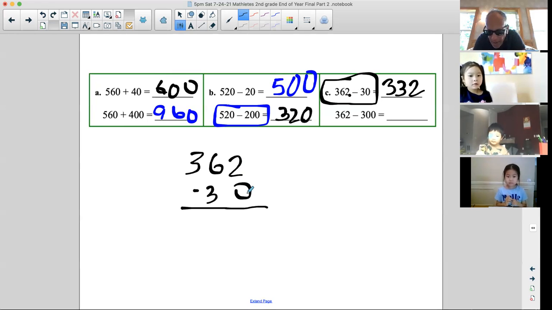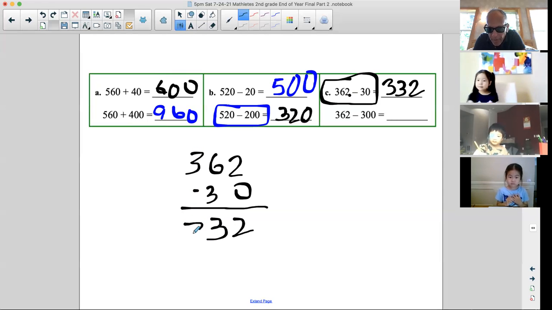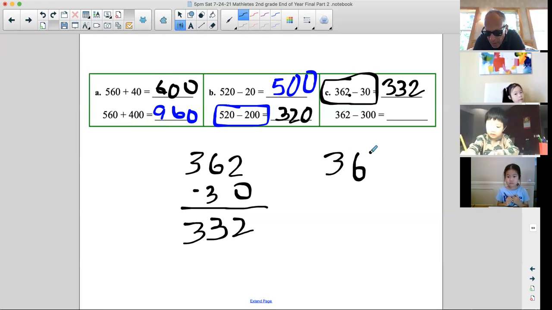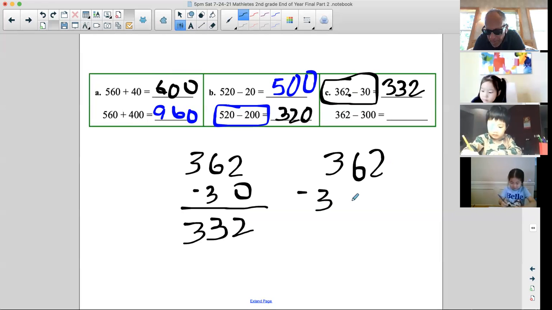362 minus 30. 2 minus 0 is 2. 6 minus 3 is 3. And 3 minus 0 is 3. 332. Now let's do 362 minus 300.